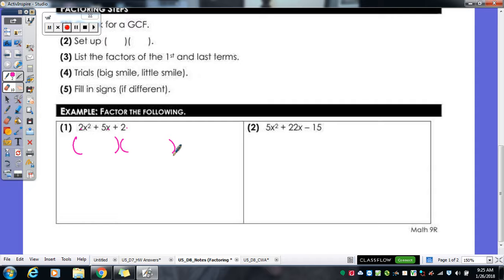Our signs, remember, we look at the second sign first. This is a positive, so that means our signs are going to be the same or different? Same. So we look to the one before it. It means it's going to be plus. So both of those are positives.